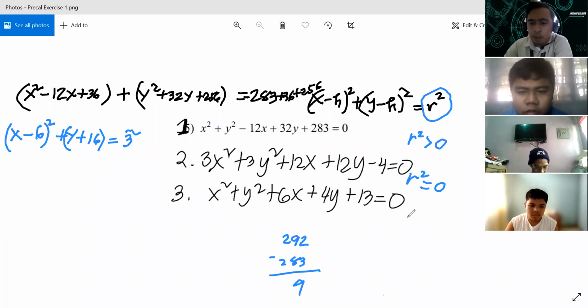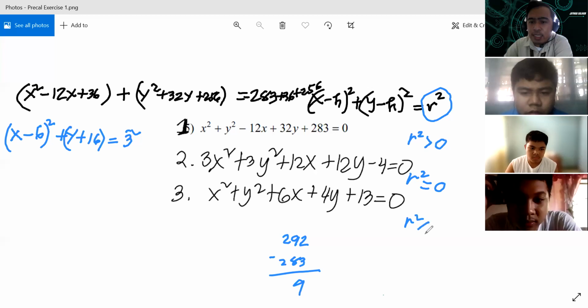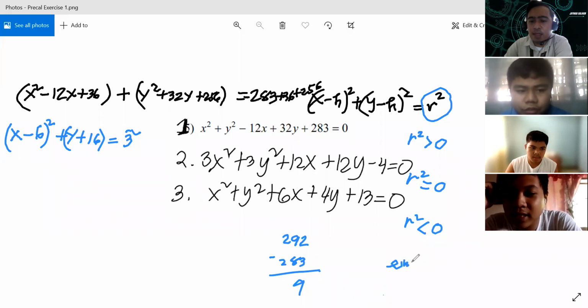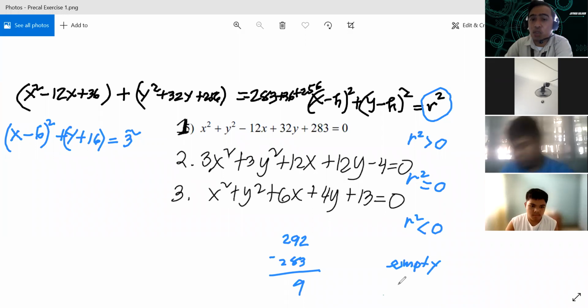What will happen if the r squared is less than 0? Say for example, this is negative. It has no solution, an empty set. There is no value of x or y that will satisfy that equation. Okay? So these are the three that you need to remember.